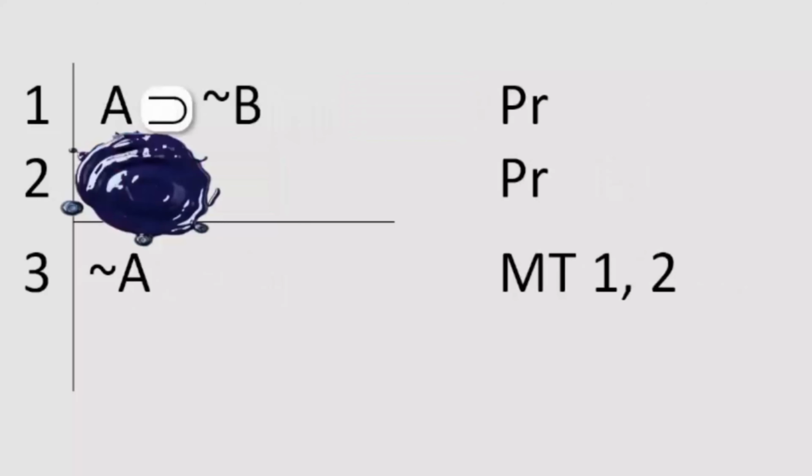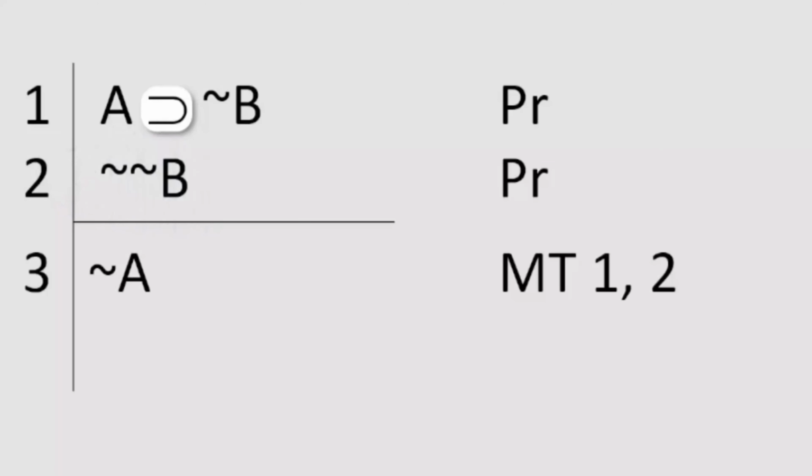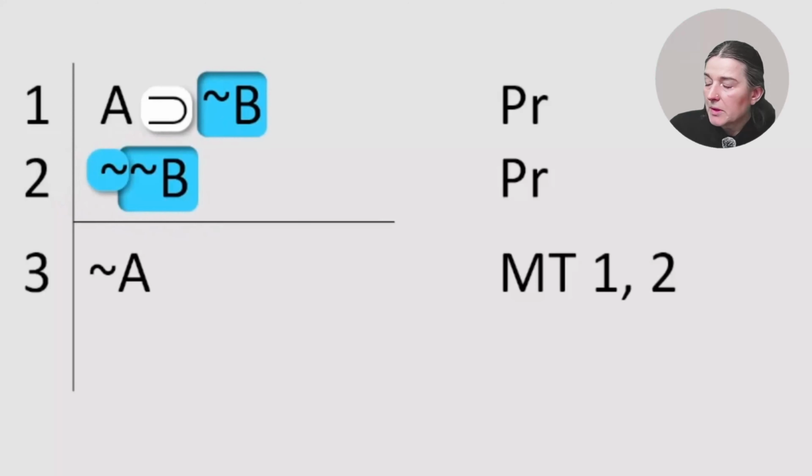Here we have an application of Modus Tollens. We have a conditional in line 1. The negation of the antecedent of the conditional is derived, not A, in line 3. The question is, what must be given in line 2 in order for the application of Modus Tollens to be correct? Well, we need to have the negation of the consequent. So we need to have tilde, and whatever the consequent is, here the consequent is tilde B. Right? So we have to have a double negation here.